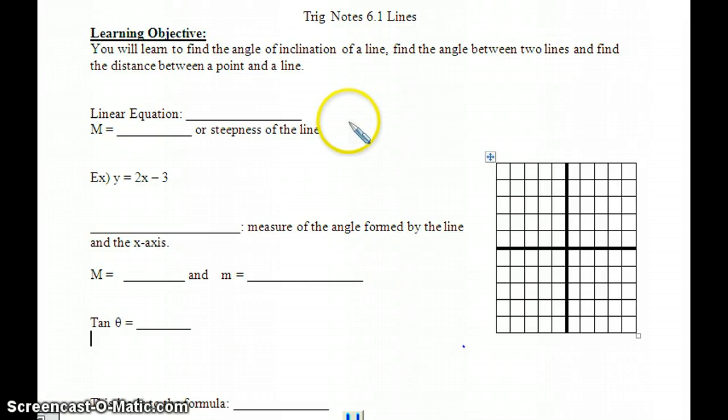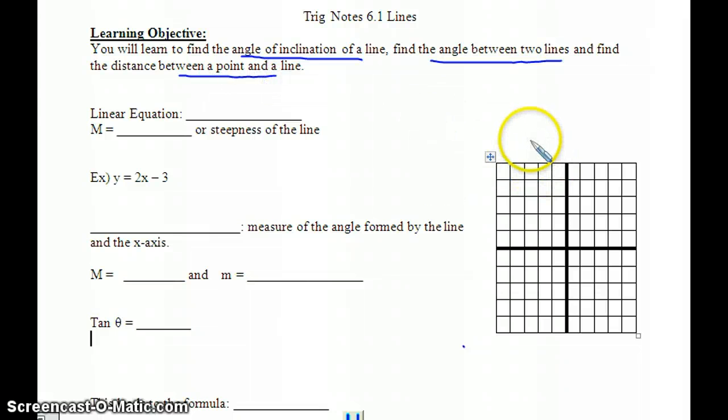This video is going to cover Trig Note 6.1. We're going to be talking about lines, and there's actually going to be 3 different topics in today's notes. Those topics are finding the angle of inclination of a line. Then the second topic we'll talk about is finding an angle between 2 lines. And then the third thing will be if I ask you to find the distance between a point and a line. So let's get started with talking about what the angle of inclination is.